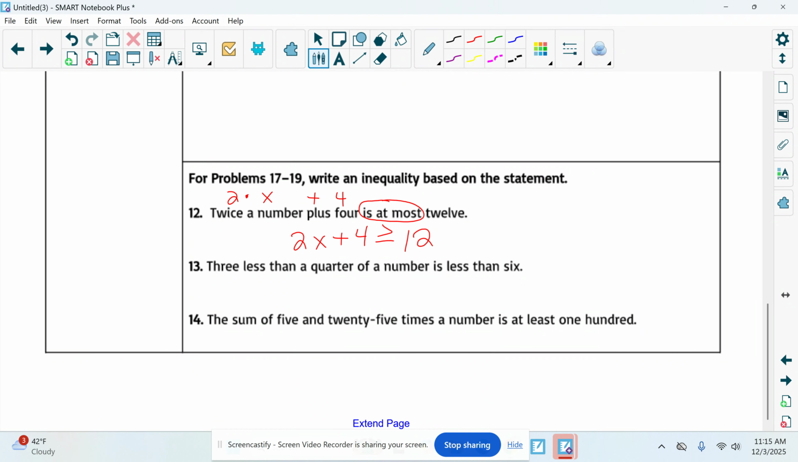3 less than a quarter of a number is less than 6. Is less than 6. Then we have 3 less than, which means to flip, right? A quarter of a number. A quarter means divide by 4 or times 1/4. So 1/4 x minus 3. Okay. Your homework is like that tonight.